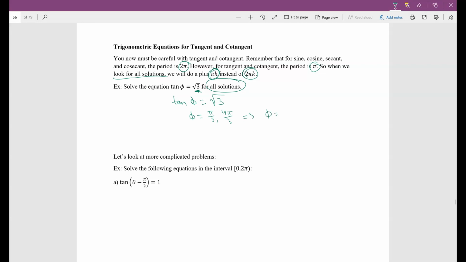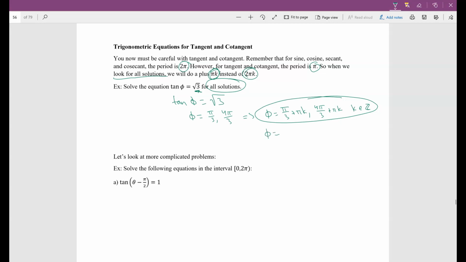You can write phi is equal to pi over 3 plus pi k and 4 pi over 3 plus pi k. Whoops. Why is it not erased? Oh, there you go. Plus pi k. And here k is an integer. So you can write that if you want to. This was a suitable solution.